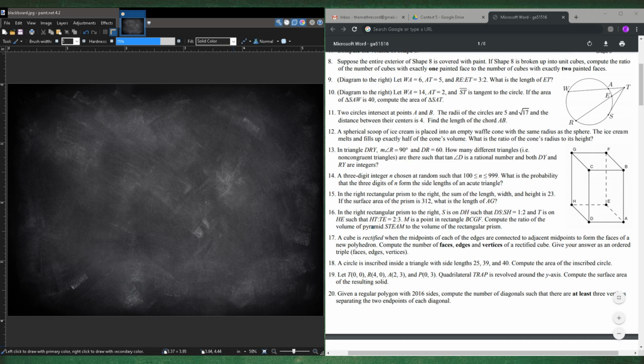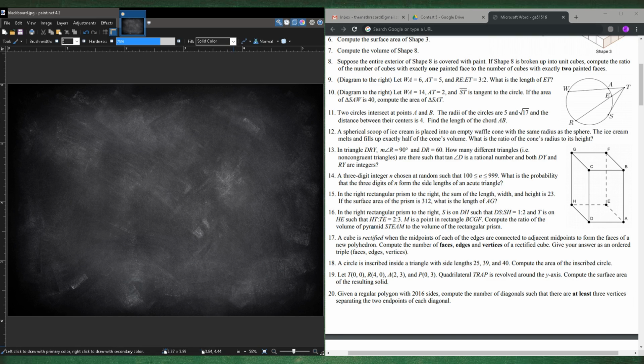Number 14. A three-digit integer n is chosen at random from 100 to 999. What's the probability that the three digits of n form the side lengths of a triangle? So how this works is, if you have three side lengths a, b, and c, where a and b are less than c because c is the largest side length, then a squared plus b squared has to be greater than c squared.